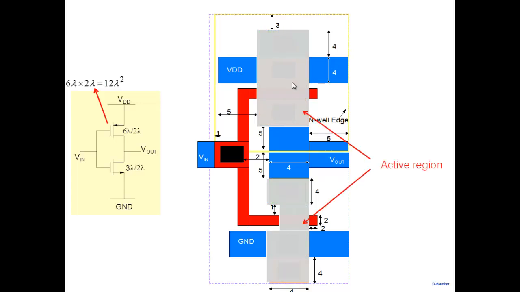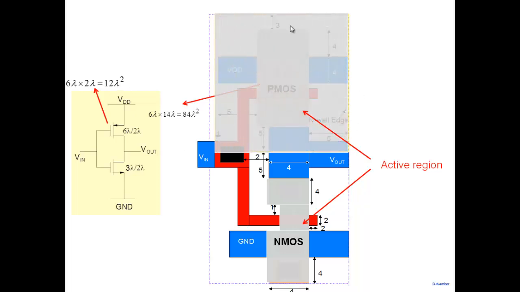These are the active regions. So this is PMOS and this is NMOS. So what is this area? I can calculate this area here. This area is 6 lambda into 14 lambda, 84 lambda square. Very different from 6 lambda into 2 lambda. In fact, PMOS is even bigger because PMOS is fabricated in an N-well. So the overall PMOS area would actually be this.